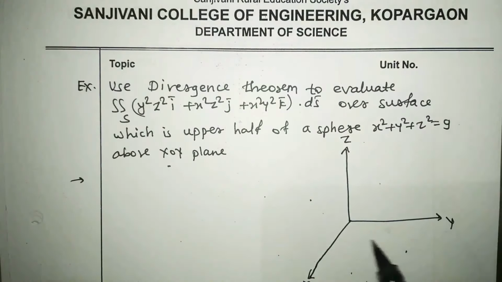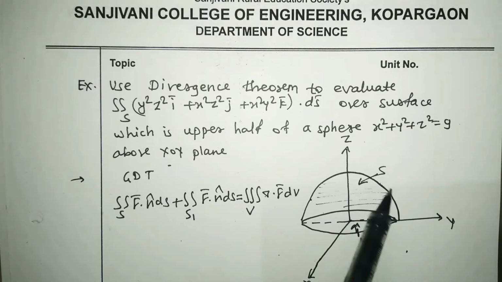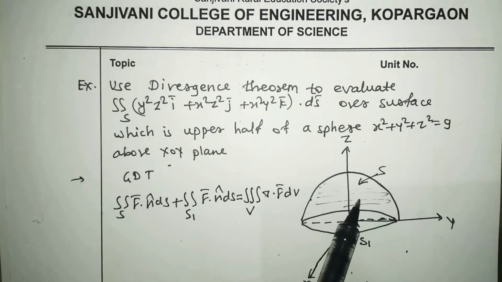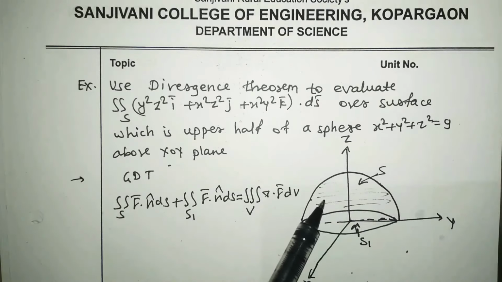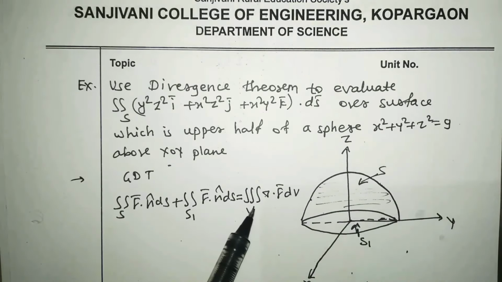Note down, in this example we have to evaluate the double integration over the surface of the upper half of a sphere, that is a half sphere. The original surface of the sphere is only the curved surface, so the curved surface is S. But to make this shape closed, we need to attach this plane surface S1. Then only this shape becomes closed, and the double integration over this closed surface is equal to the triple integration.